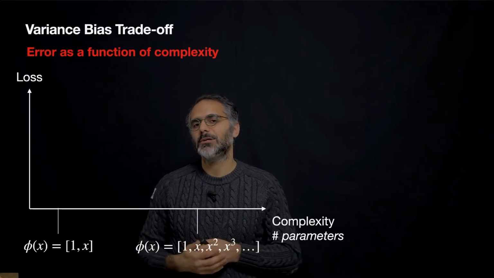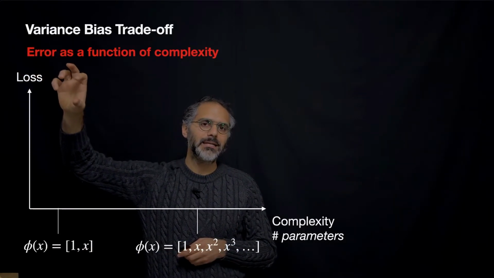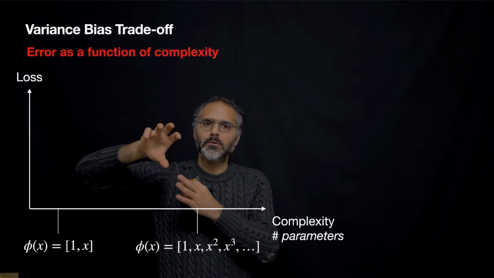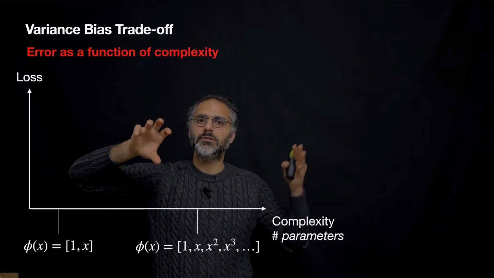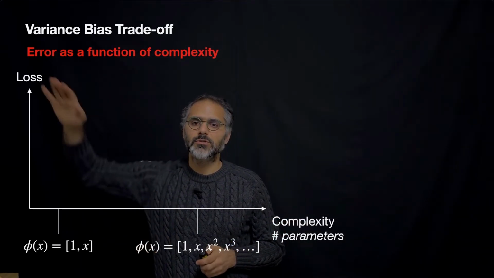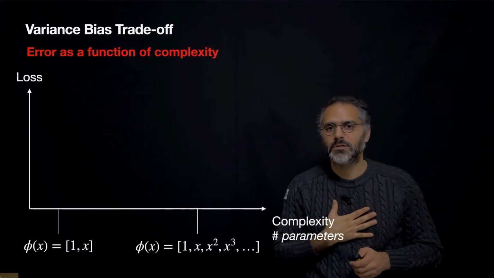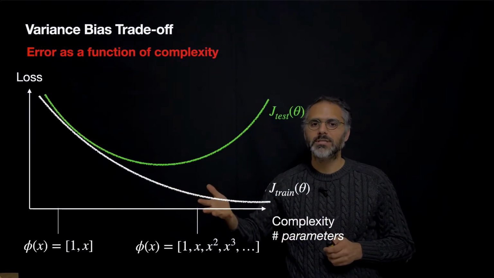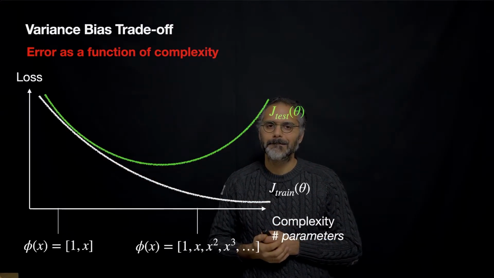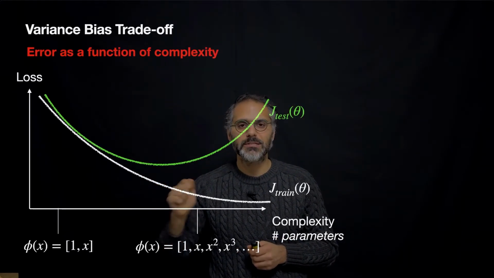How about the test loss? We will start high as well because the model is too simple, and it will get better and better. But at some point, the model will become so complex that it's overfitting on the training set and it's not doing well on the test set. So this is supposed to go down and then back up for the test loss. Training loss goes down, test loss looks like this. So there is an optimal phi for which the test loss is minimized.